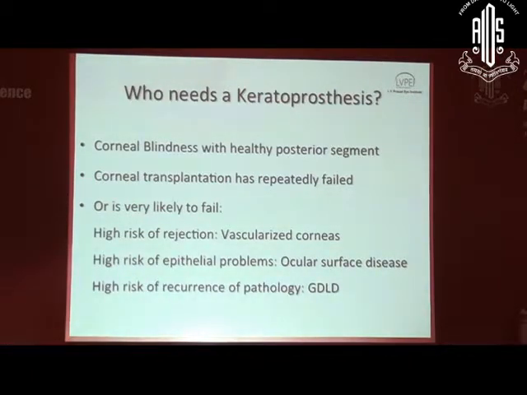A patient who has corneal blindness with a relatively healthy posterior segment, that is, some amount of visual potential, and a patient in whose case, in that particular eye, corneal transplantation has either repeatedly failed or is very likely to fail. It might be a very high risk of rejection, or risk of recurrent epithelial problems, or risk of recurrence of pathology, for example, a patient with GLD.